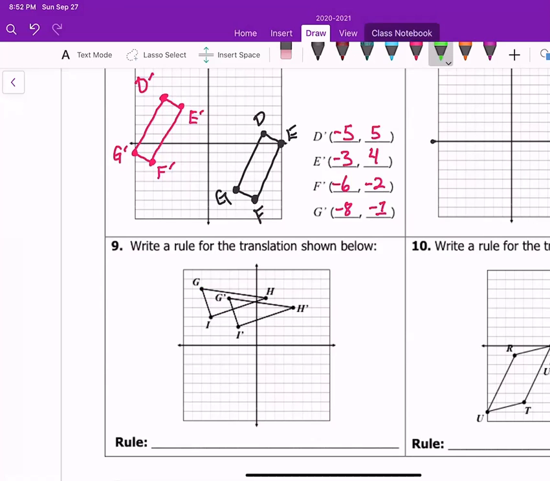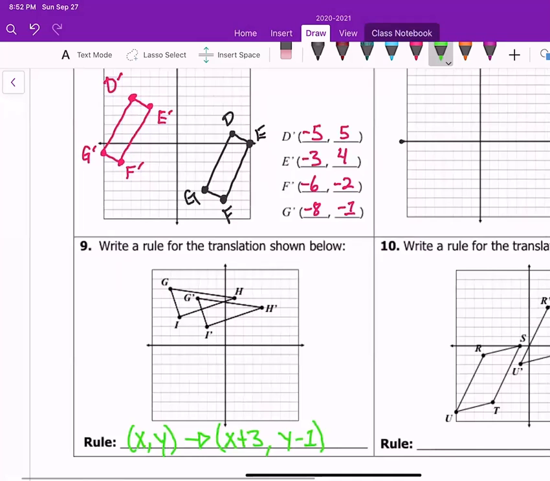So I have (x, y), my originals. Now what happened for my x values, I went positive 3. So I went to the right 3. So it's going to be x plus 3, just like number 7. And then my y's, if you saw it, I went down. How many? 1. So y minus 1. And that is my rule on how to do those. You could just pick one point. I mean, you could do all three of them, but it's just asking for the rule. So that is how you do that one.